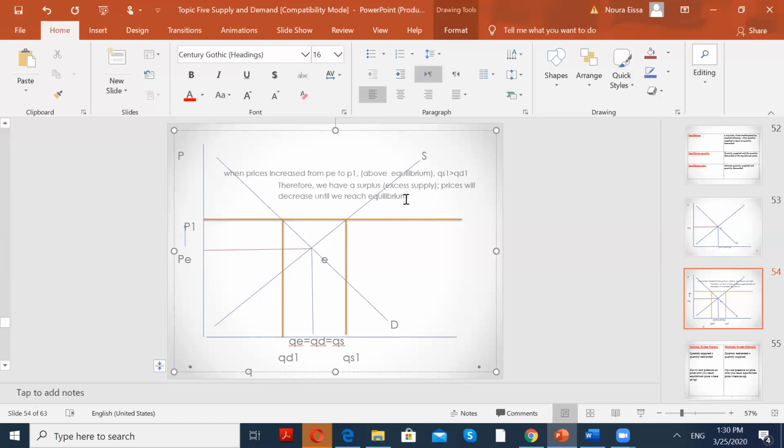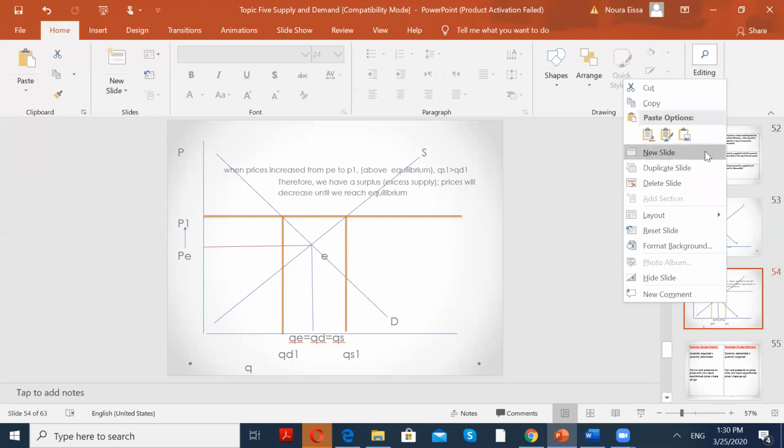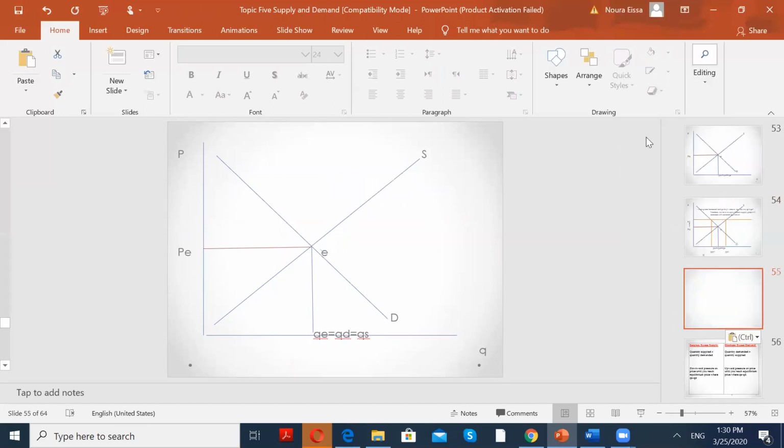Okay? يبقى if we are above equilibrium, when the price is above equilibrium, we have a surplus. ليه؟ عشان ال quantity supplied أكبر من ال quantity demanded. هعمل إيه عشان أرجع للإكوليبريم تاني؟ I will decrease price until I reach the equilibrium price. تمام؟ طيب, let's see the other case. What do you think the other case will be? If you have a shortage.